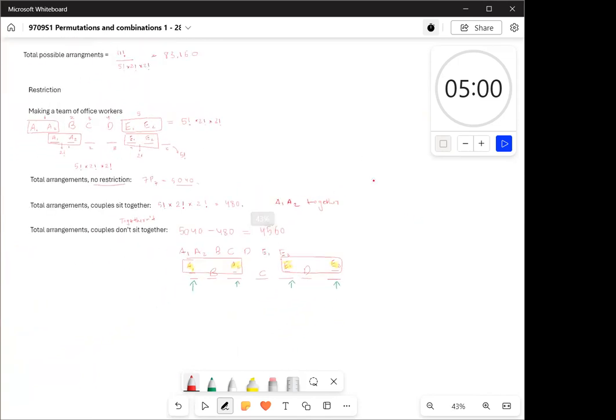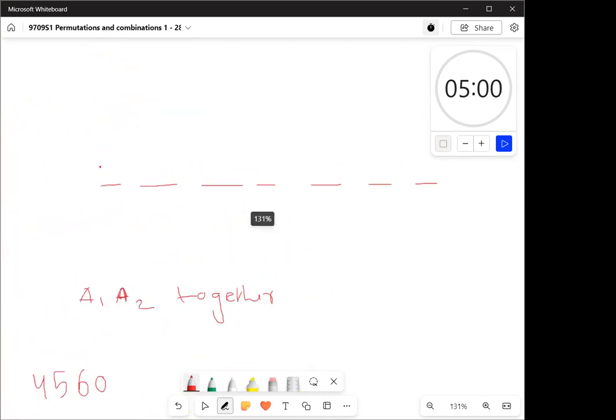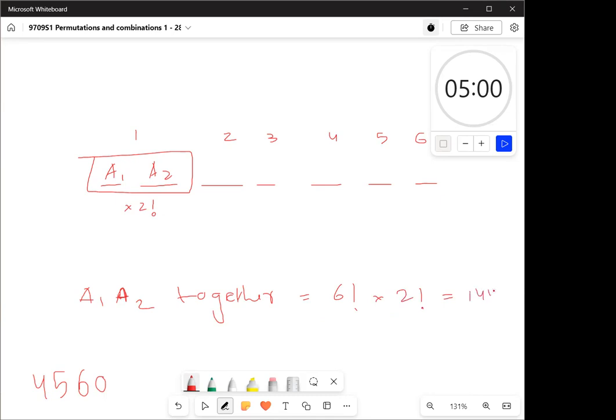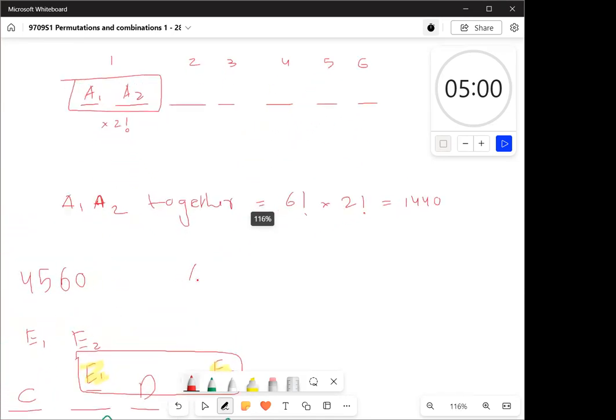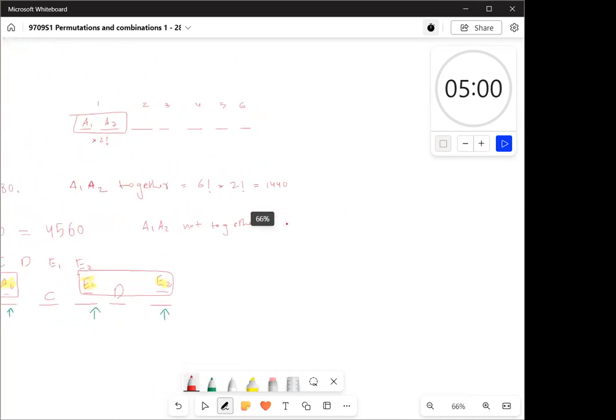But if you do want to solve with this method, you should try the other type of question, A1, A2 together. How do you find this? So 6 factorial into 2 factorial? Yeah, so I have 7 blank boxes. A1, A2 are together. Now this becomes a single entity or object. And now I have 6 factorial. But these two people I can arrange 2 factorial as well. So that's the answer. How much is it? 1440. Okay. Now if I say A1, A2 not together, that question would quite easily be 5040 minus 1440, right?